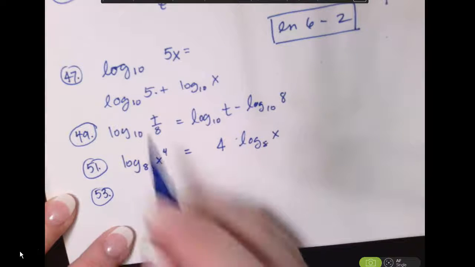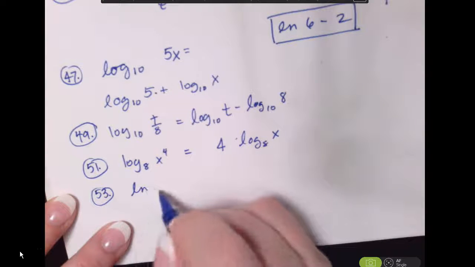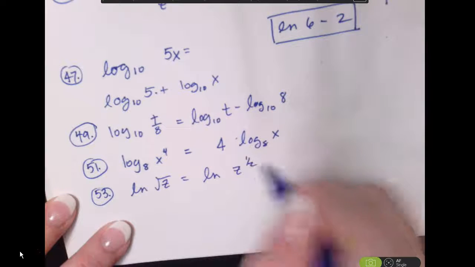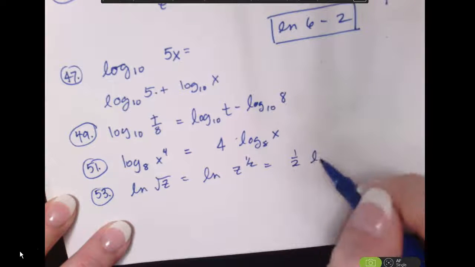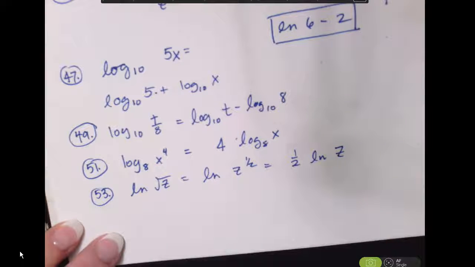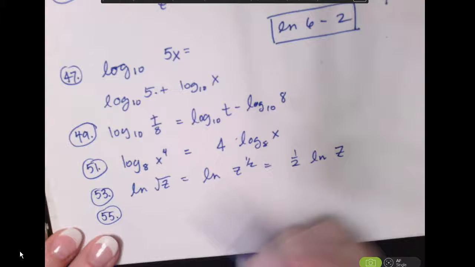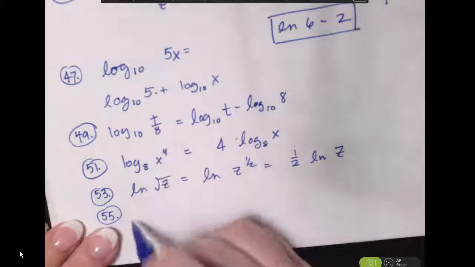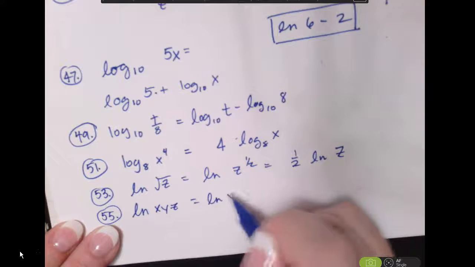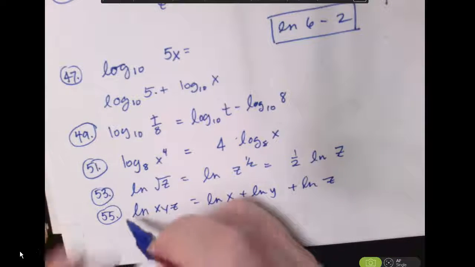In number 53, we've got natural log of the square root of z. And I'm just going to rewrite that using a power. And that way I have a number to bring out in front. And 55, natural log of xyz is the same as natural log of x plus natural log of y plus natural log of z.